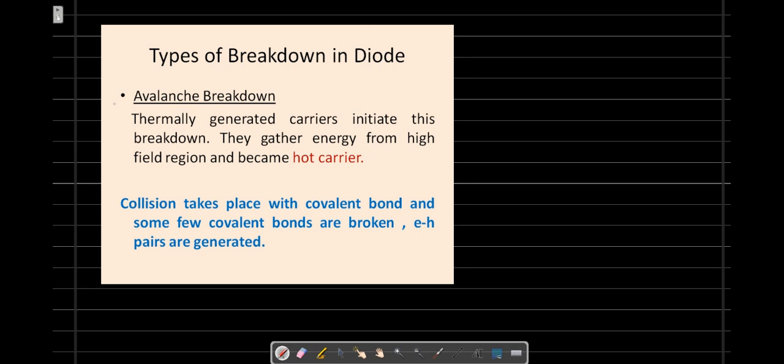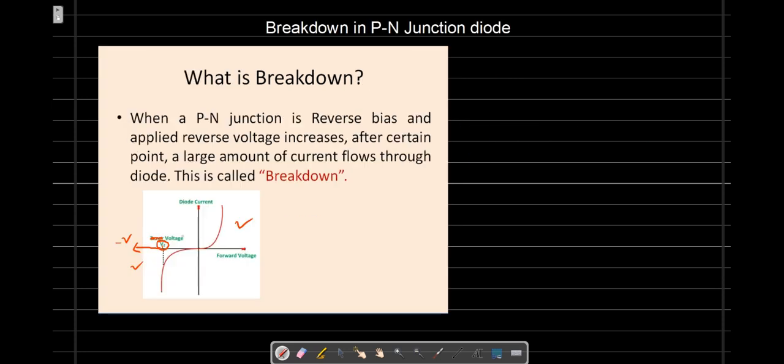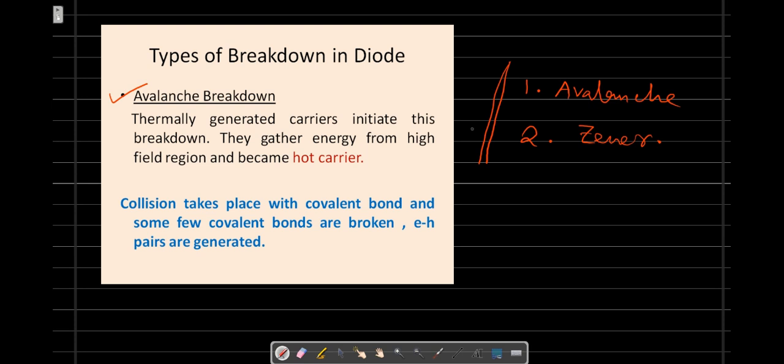First one is avalanche breakdown and second one is Zener breakdown. So first one is avalanche and second one is Zener. So what is the key difference between them? Both are breakdown. In both cases you will get a leakage, a high amount of reverse current will flow. So what is the difference between them? Let us see. First check those terms carefully.